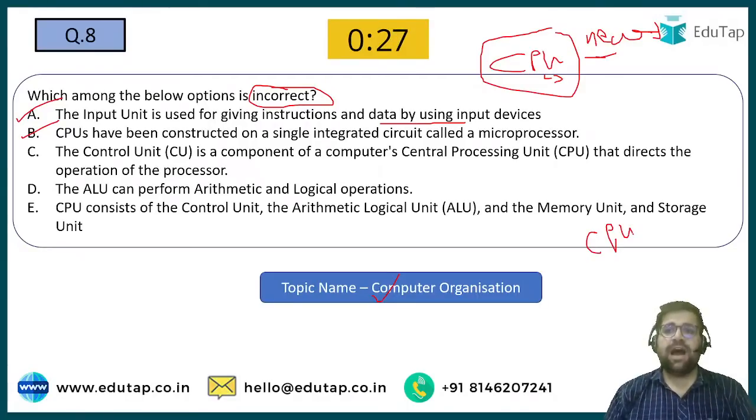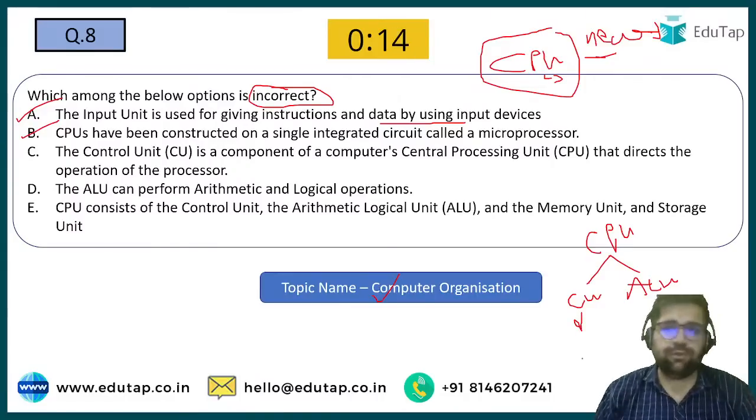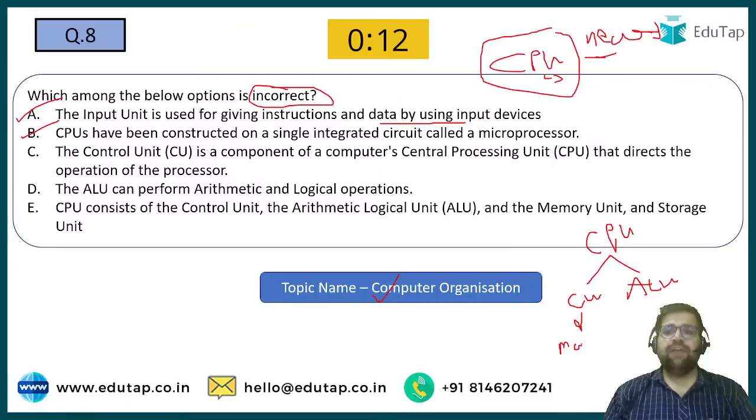Mind you, the CPU has two very, very important components. They are your control unit, CU, and your ALU. So these are like the babies of the CPU. Okay, CU, remember this term, and you will remember its function. CU is the manager of the computer, you can say. Okay, CU, that is your control unit, is the manager.